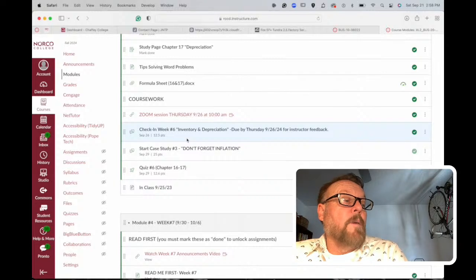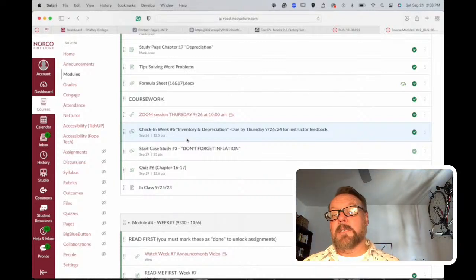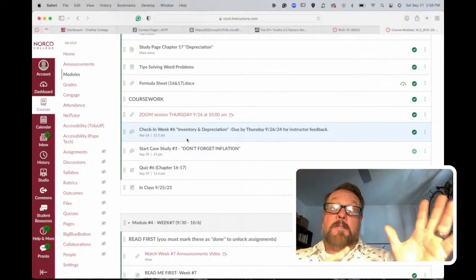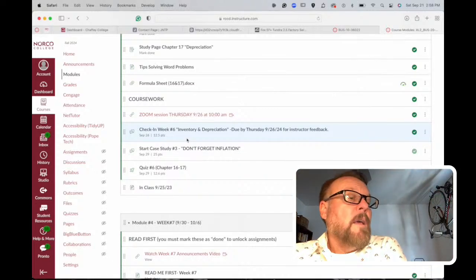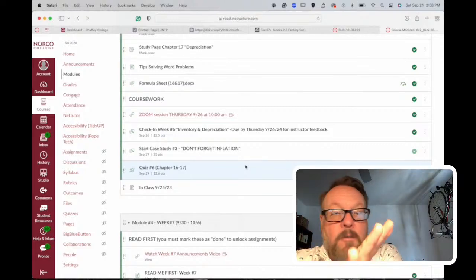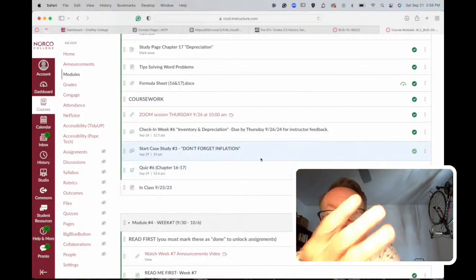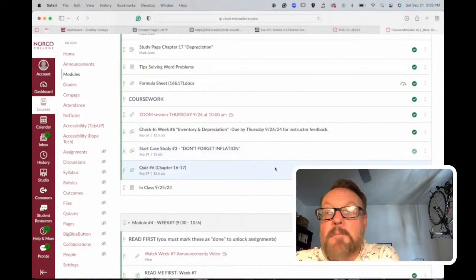So either way, the whole purpose of the check-in assignment is I'm giving you some feedback, or at least giving you the answers worked out so you can see how they're worked out. And by the way, I don't use the formulas. I use all the tables. In this case, there are no tables to use. It's all pretty much common sense.